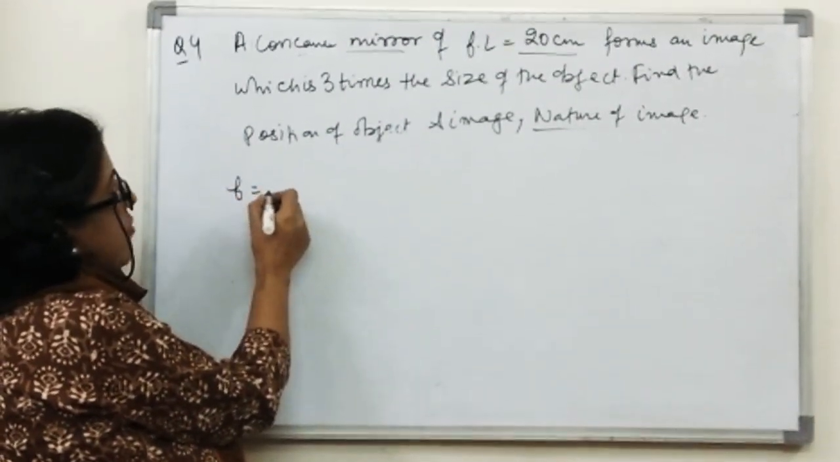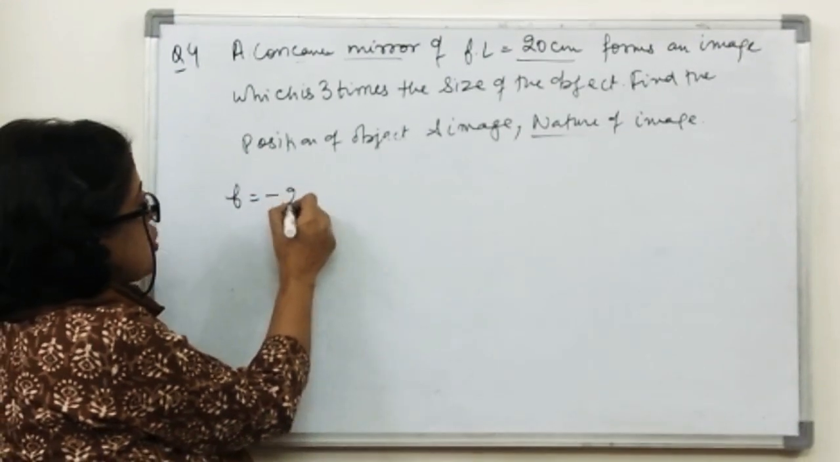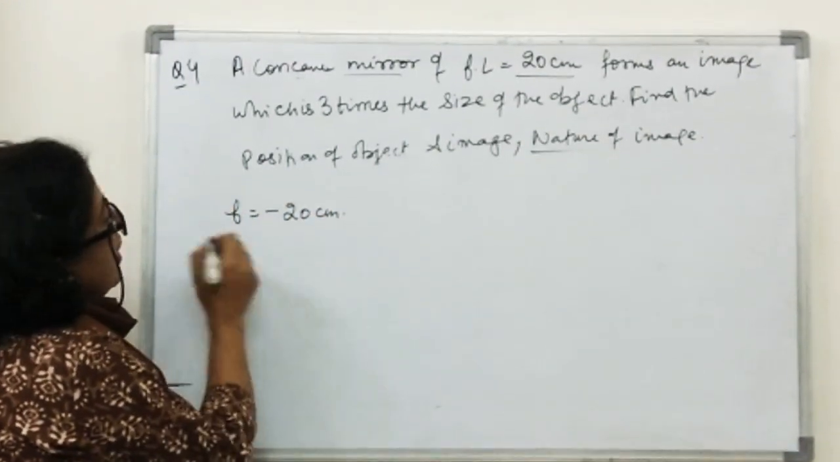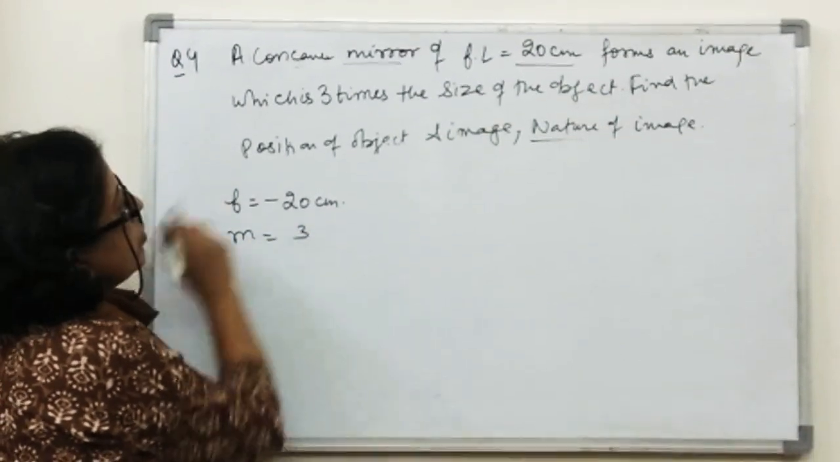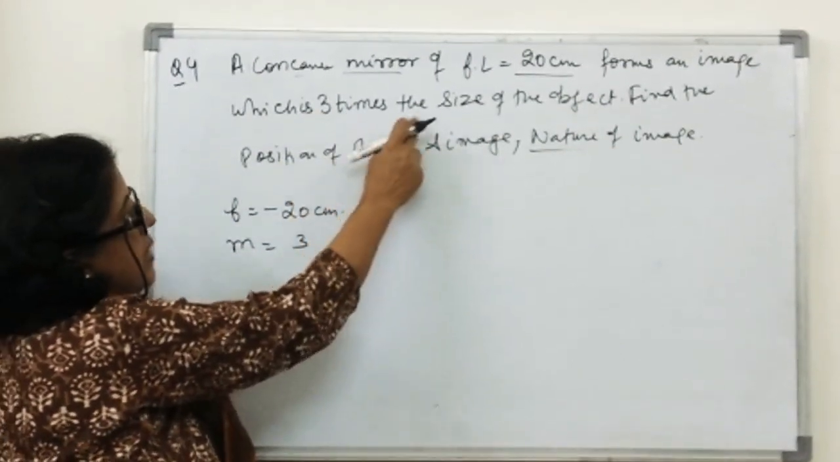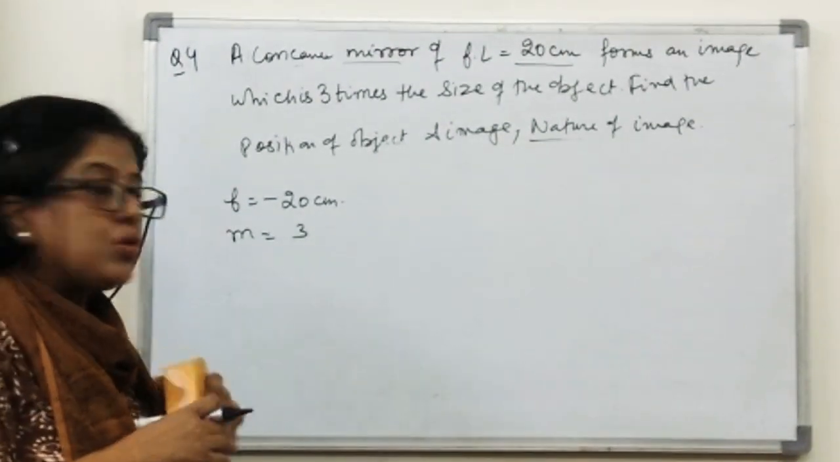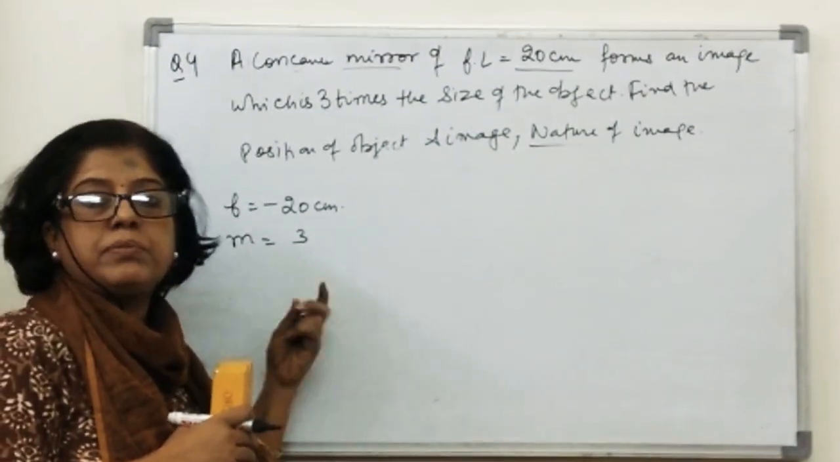Focal length of a concave mirror, which is a concave mirror, so minus 20. I'll not tell you again how, you already should know by now. M is 3 now. The image is 3 times the size of the object, that means magnification is 3. Now should it be plus 3 or should it be minus 3?